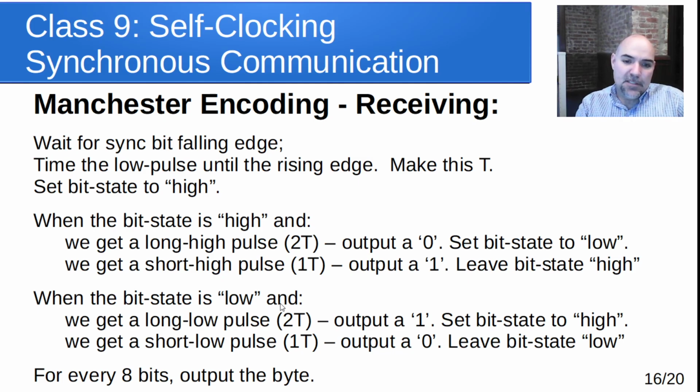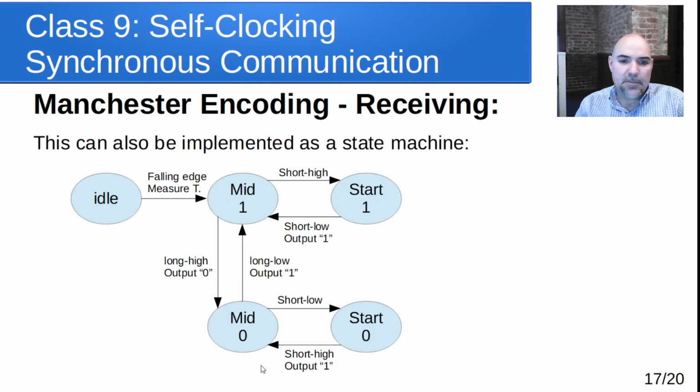Now, if the bit state is low, we just do the opposite. If we get a long low pulse, it switches to 1. If it's a short low pulse, we keep it at 0, and we output each of those things. And every 8 bits we get, we pop out the byte value.